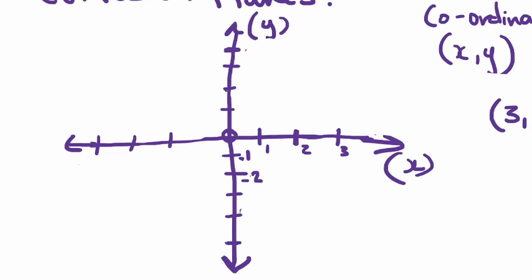I'm going to get a different color because I'm still going to use my guidelines. So 3 is here. Draw your guidelines and put your dot where they meet. And that will be 3, negative 2. So 3, negative 2. We're going to do another one.